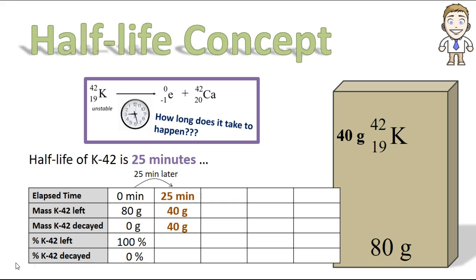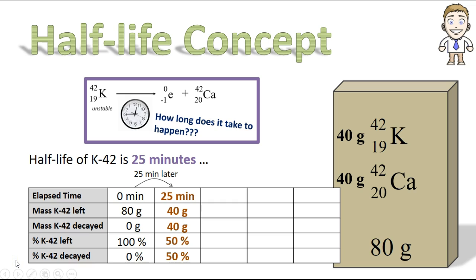It's decayed. You might wonder, what has it turned into? Well, it shows right here in the transmutation that it turns into calcium-42. So now my block is only made of 40 grams of potassium-42. The other half, the other 40 grams, is now calcium. In terms of percentages, 50% of the potassium is left, which means 50% has decayed.